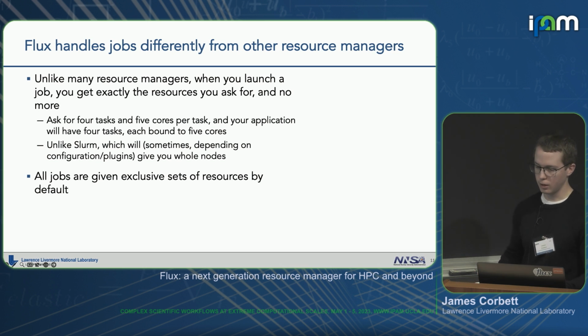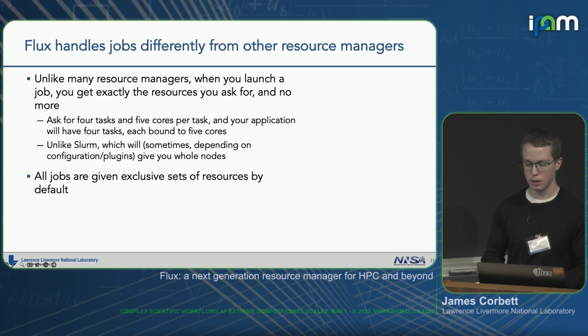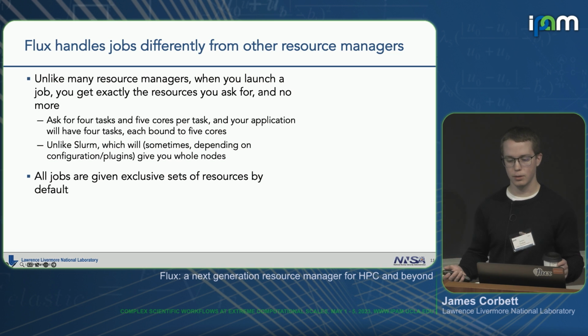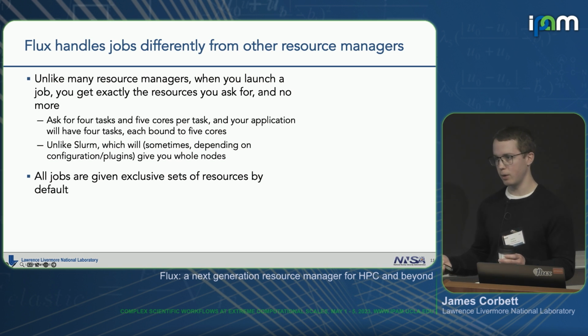With Flux, if you ask for, say, 4 tasks and 5 cores per task, your application will have 4 tasks and each task will have its CPU affinity set to 5 distinct cores. It's not a hard bind, though, so if that's not what you want, you can always change the CPU affinity to be all the cores on a node. And besides, Flux also does have a way to request all the resources on a node explicitly.